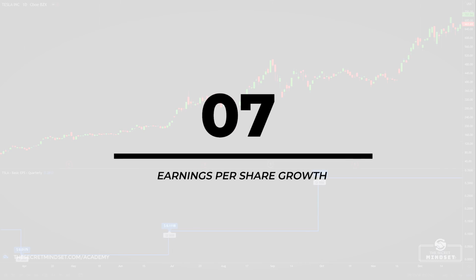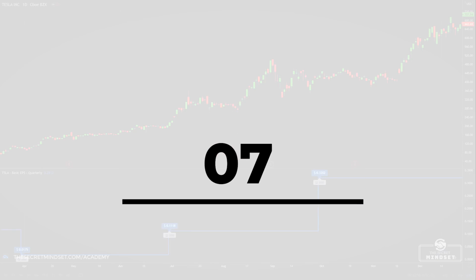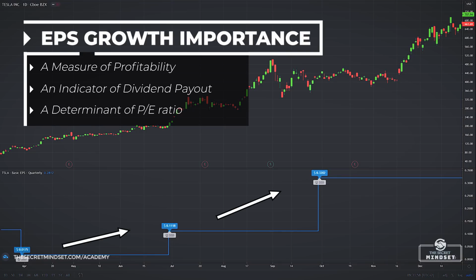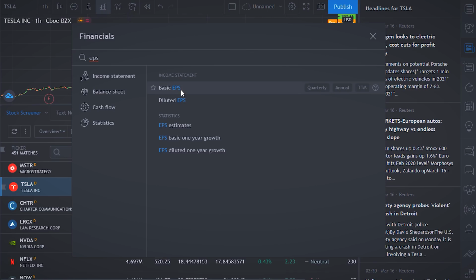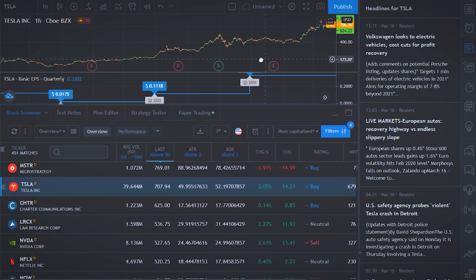Next is the earnings per share growth. To assess your chances of picking a good stock to trade, I like to take a close look at its fundamentals, especially its earnings per share growth. If you day trade, you could skip this, but if you are a swing trader like me and prefer to go long on stocks, earnings per share growth represents an important number.